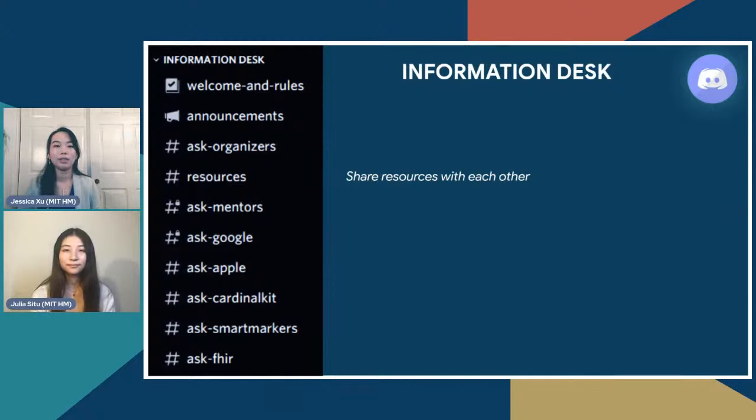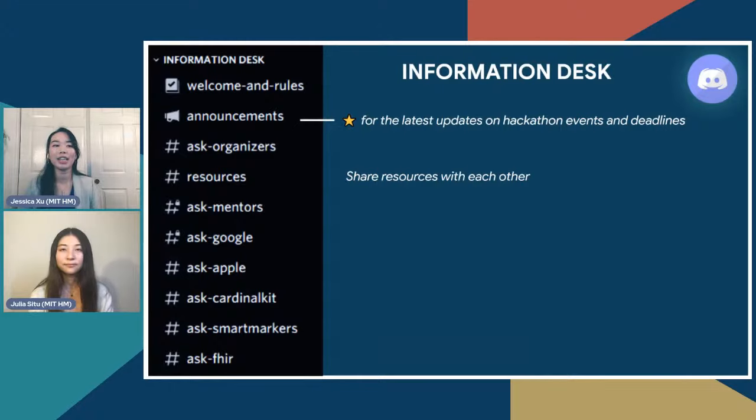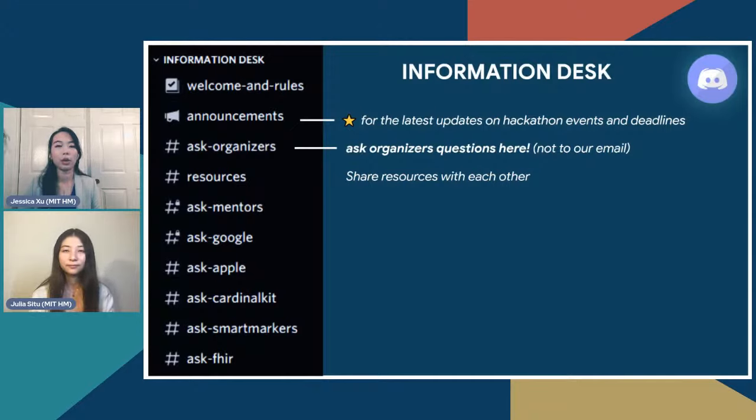I'm just going to highlight the information desk category really quickly. So the first channel is announcements. You should have been seeing announcements here already. Keep an eye on this for all the latest updates on hackathon events and deadlines. If you have any questions, please use Ask Organizers here. We will not be able to be actively fielding inquiries sent to our email. However, if you have a question that you don't feel comfortable asking publicly, you may DM an organizer, but please keep in mind that you may not get a response as quickly.